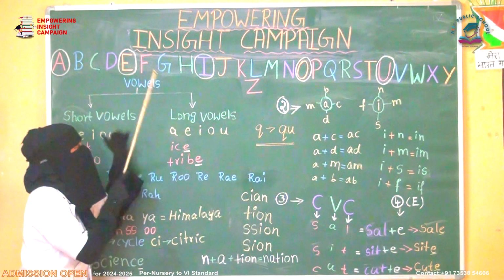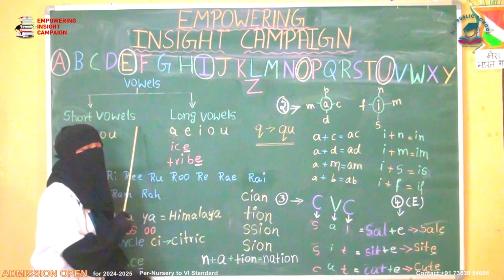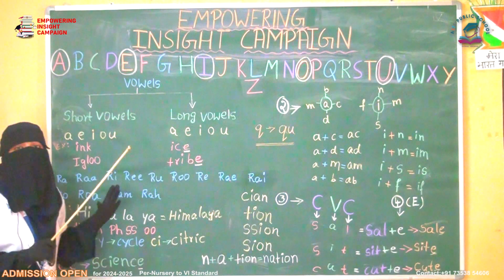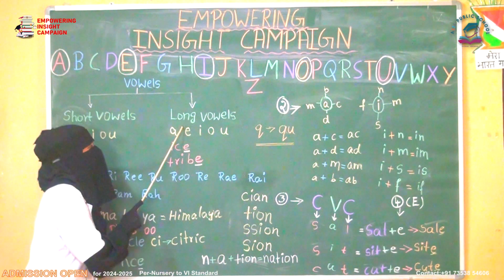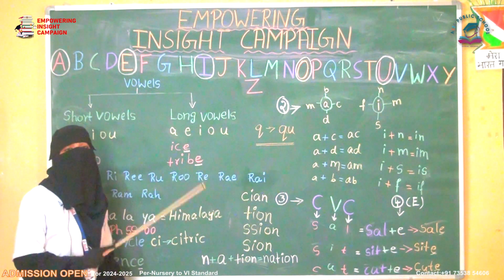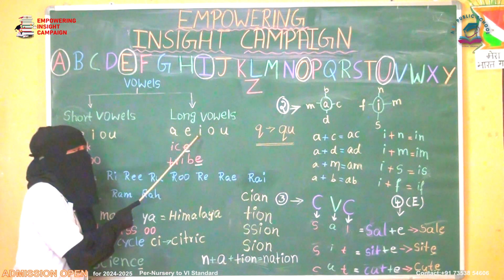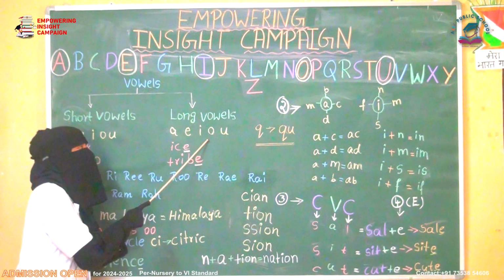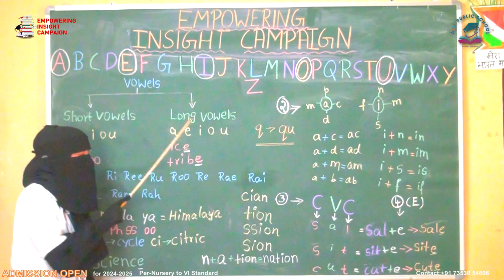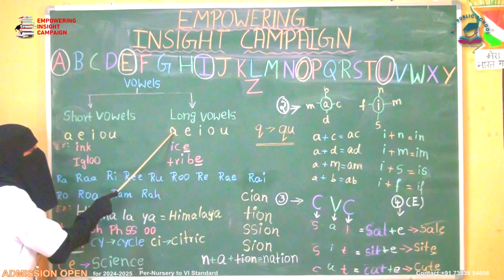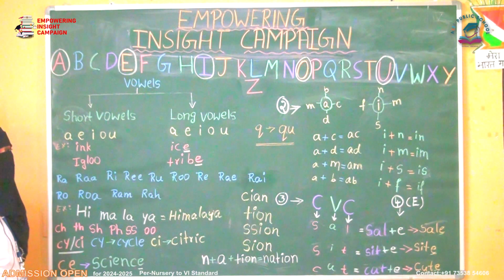Next it is long vowel. Long vowel we are not pronouncing just like that. Instead, for long vowels we are just using the spelling itself, the letter itself. A as an A, E as an E, I as an I, O as an O, U as a U itself. This is how long vowels and short vowels come.